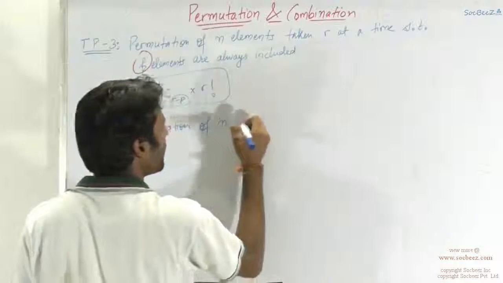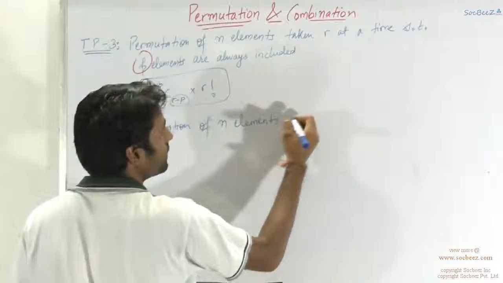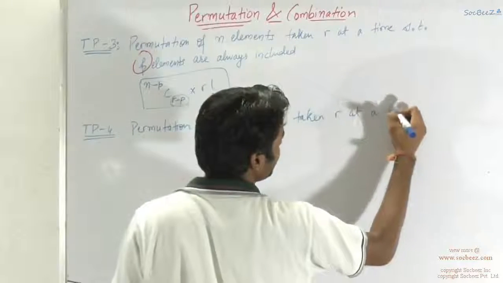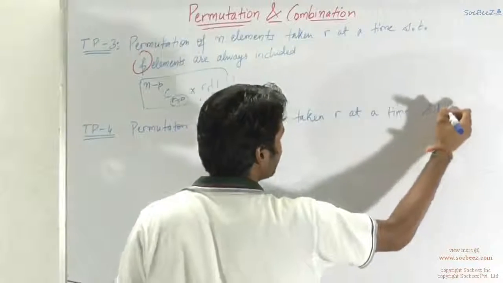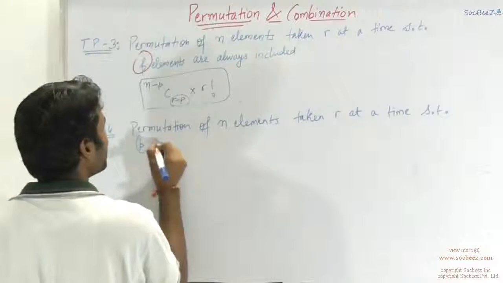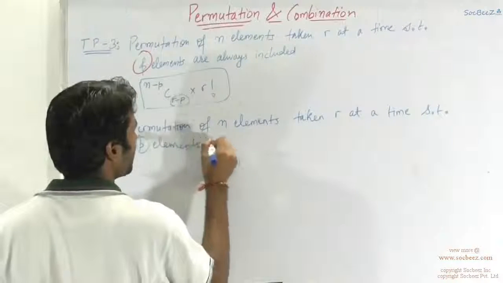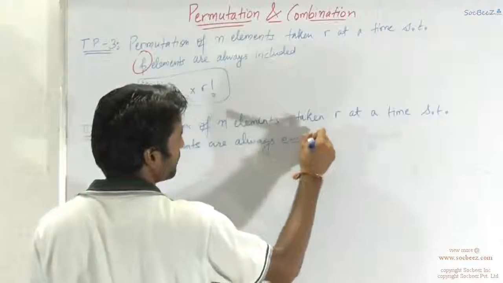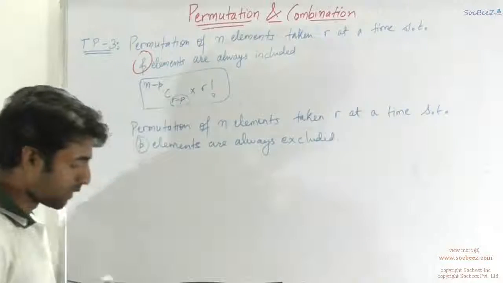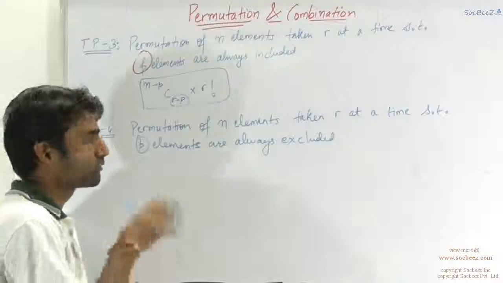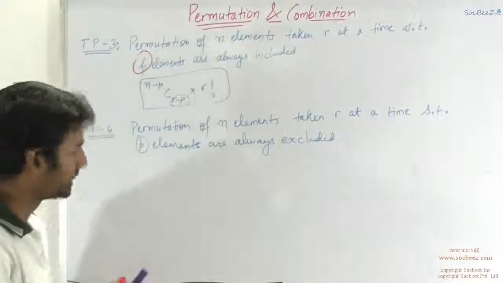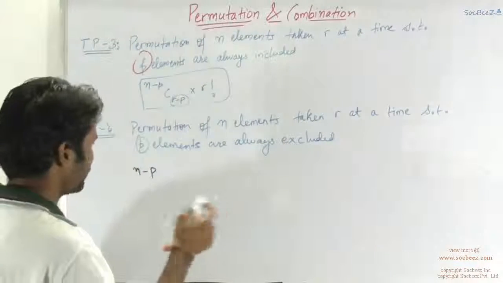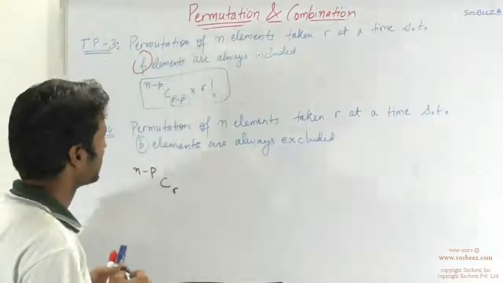That is, permutation of n elements taken r at a time such that p elements are always excluded. So what is the scenario now? You have n elements, out of which p you don't have to use. So the remaining would be n minus p elements. Now you have to choose r of them. So you would choose in n minus p C r ways.